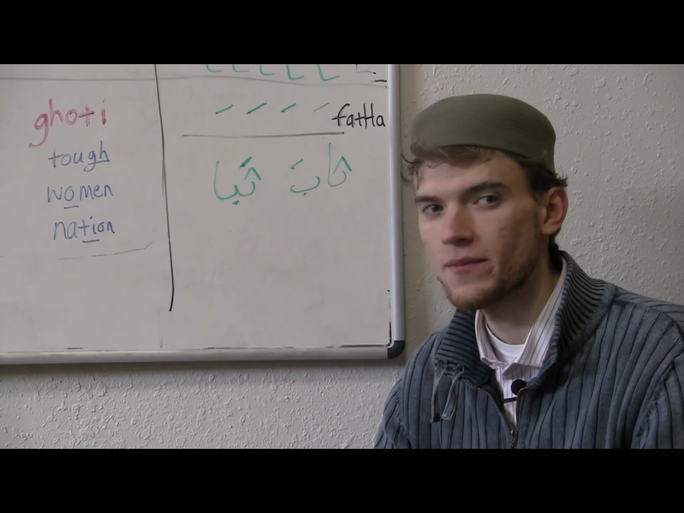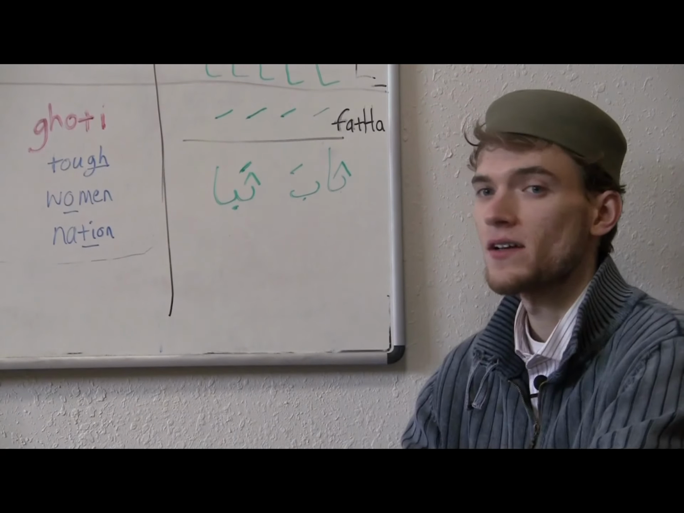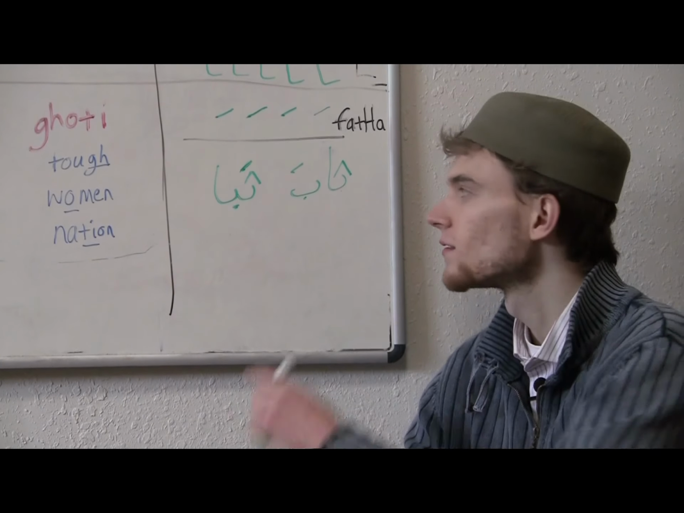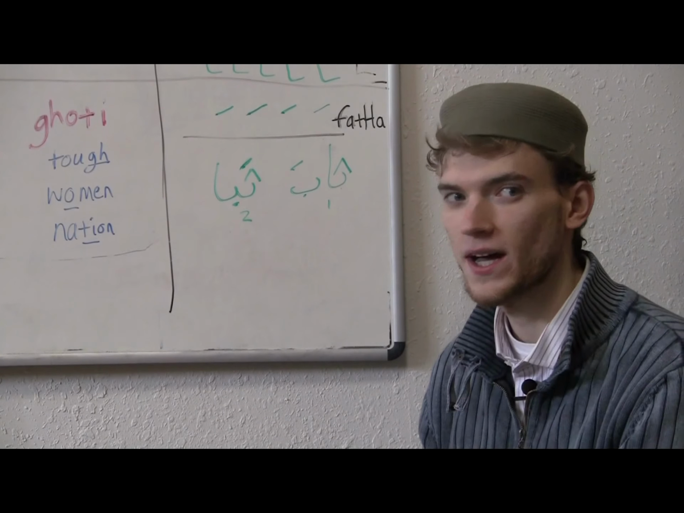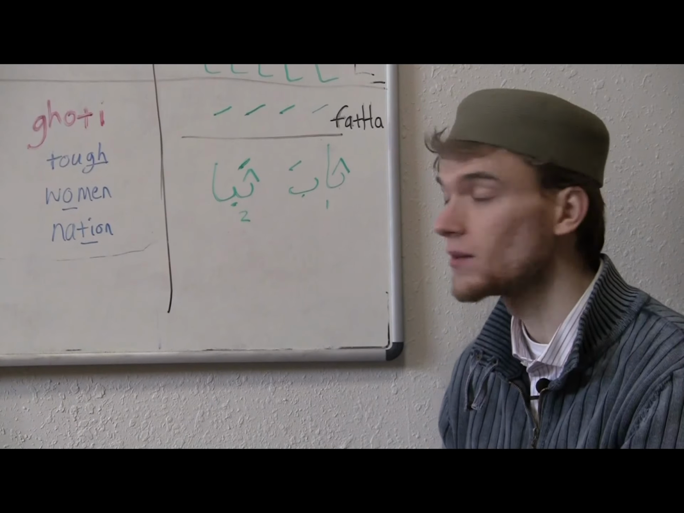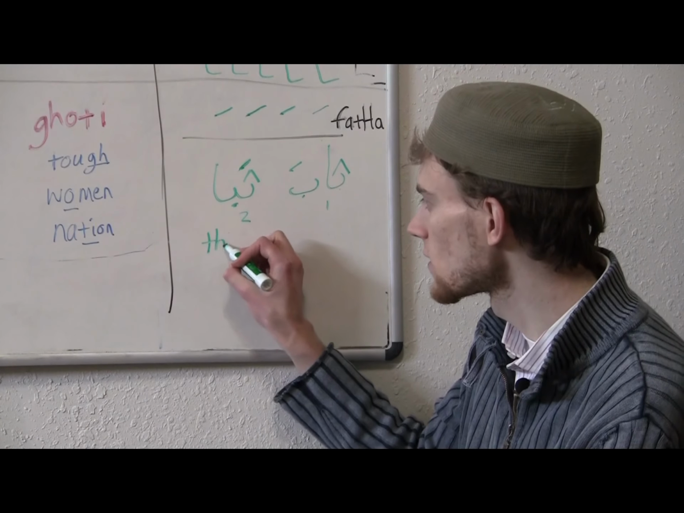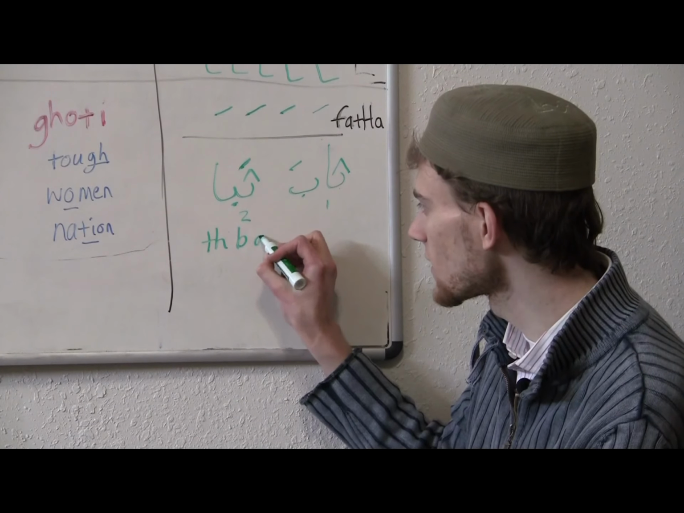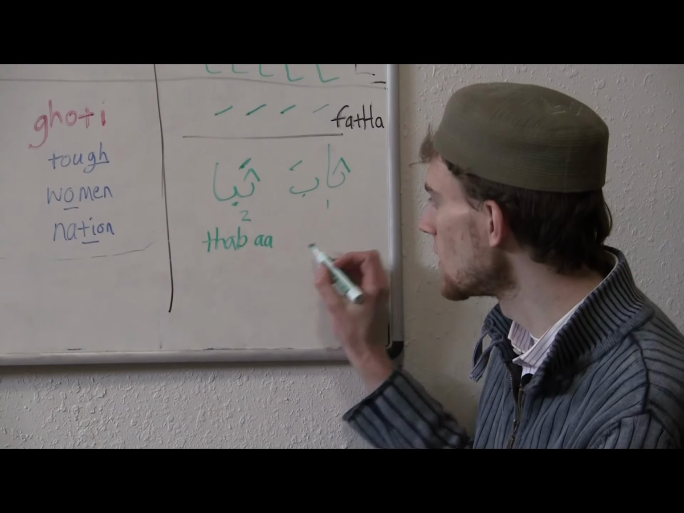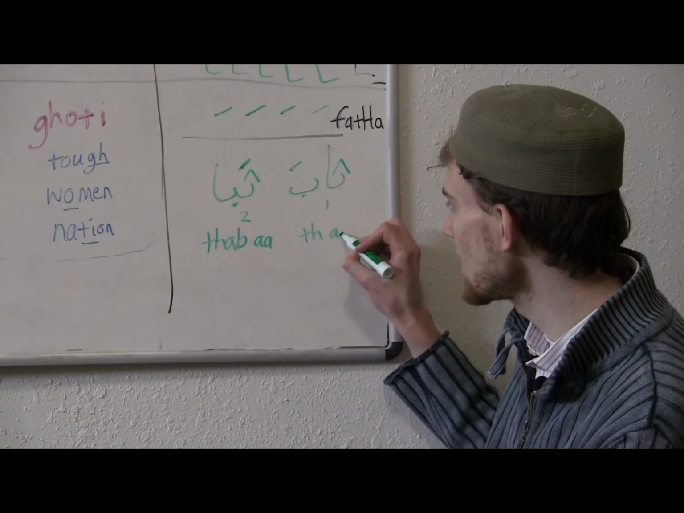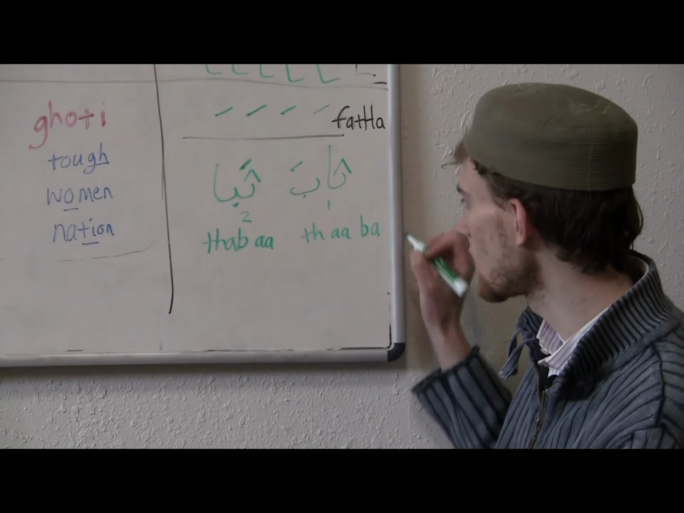What I say is thaba. Which one is it? One or two? Thaba. Exactly. Number two. If we were to write this out, this one would be, see, we have a tha, we have a ba, and we have an alif. And then in between the tha and the ba, a fatha. This one, we have a tha, we have an alif, and we have a ba. And then on the ba is a fatha, right?